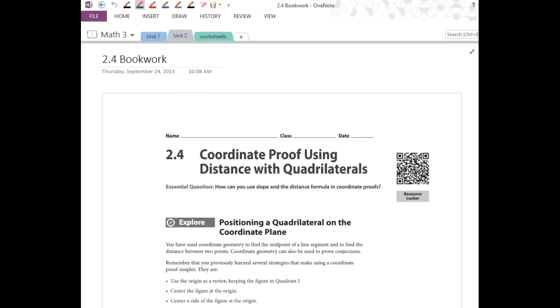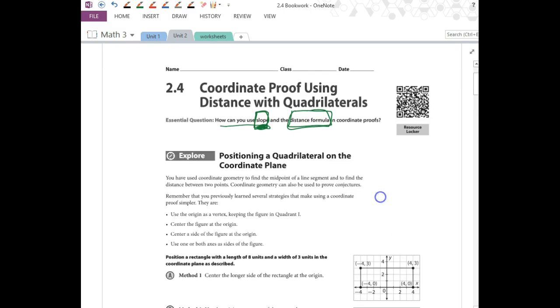Okay, so 2-4 is coordinate proofs using distance with quadrilaterals. The whole idea of this section is going to be how we can use the slope and the distance formula in a coordinate plane to decide if a quadrilateral is a rectangle, rhombus, or square.